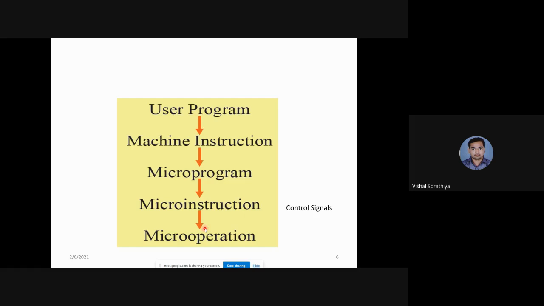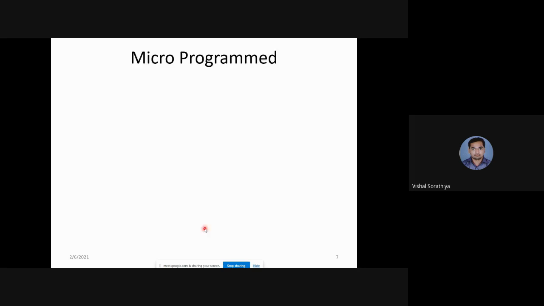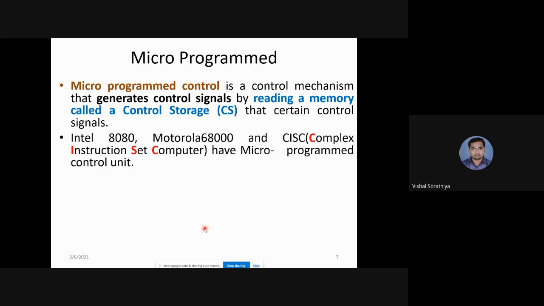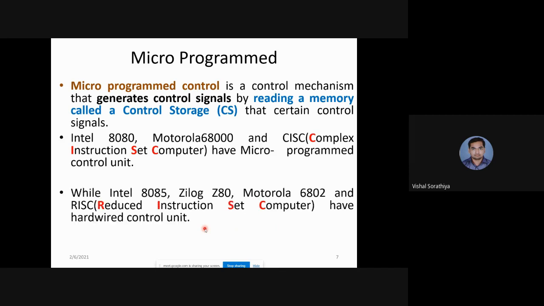So you need to keep this in mind whenever you ask where the control signal is going to be generated from: from the micro program, at the micro instruction level. Okay. So we can say that for micro program, there are two stuff over here.